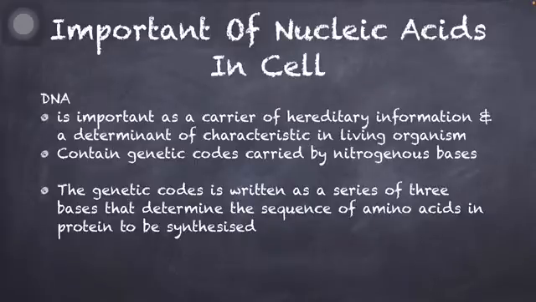So what is the importance of nucleic acid in cell? DNA is important as a carrier of hereditary information and a determinant of characteristics in living organisms. It also contains genetic codes carried by nitrogenous bases. The genetic code is written as a series of 3 bases that determine the sequence of amino acids in protein to be synthesized.